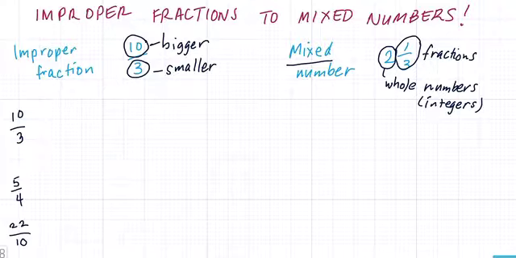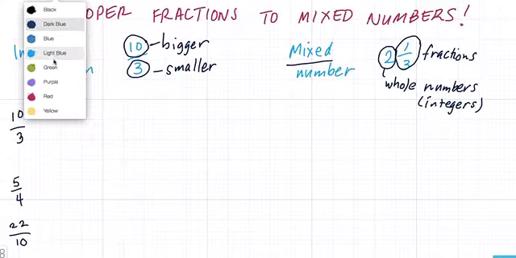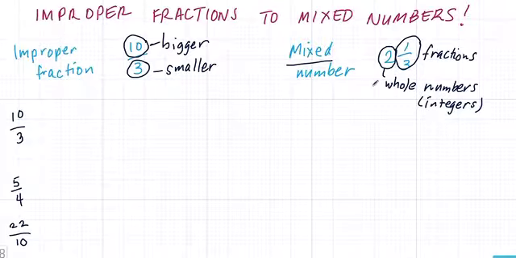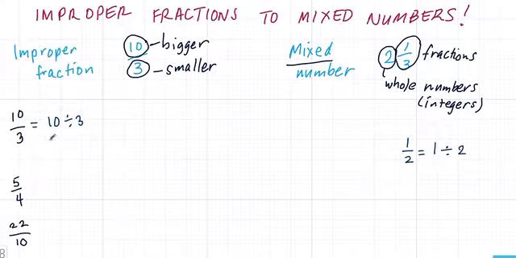Now with the examples we're going to do here, we're going to turn these improper fractions into mixed numbers. And to do that, we're going to need to remember that the bar in a fraction, for example 1 over 2, really means 1 divided by 2. It's a divided by. So today we're going to make sure we're dividing. First, we've got 10 over 3. That's the same as 10 divided by 3.